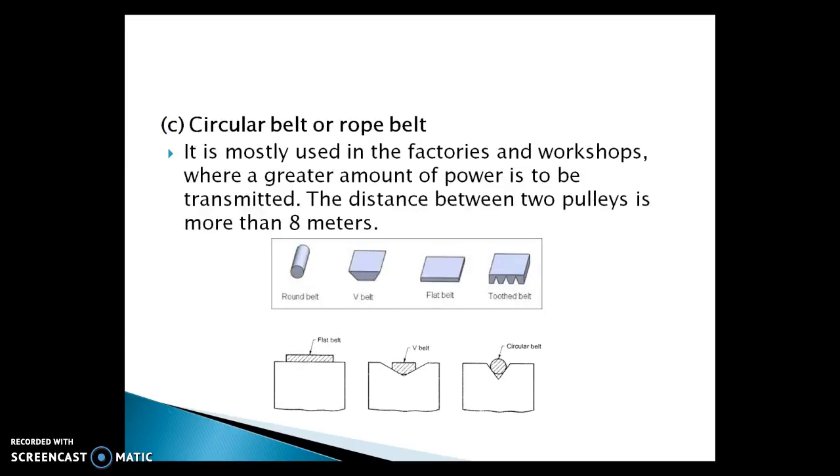There is also one other type called circular belt or rope belt. It is mainly used in factories and workshops where a greater amount of power is to be transmitted. The distance between two pulleys is more than 8 meters apart. The diagram illustrates the shapes of the belts available. This is round belt, V belt, flat belt and toothed belt. These are the pulleys available here, over which the belts are sliding.